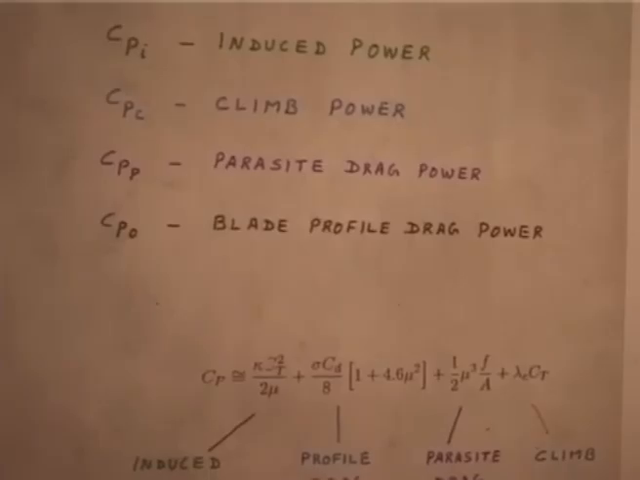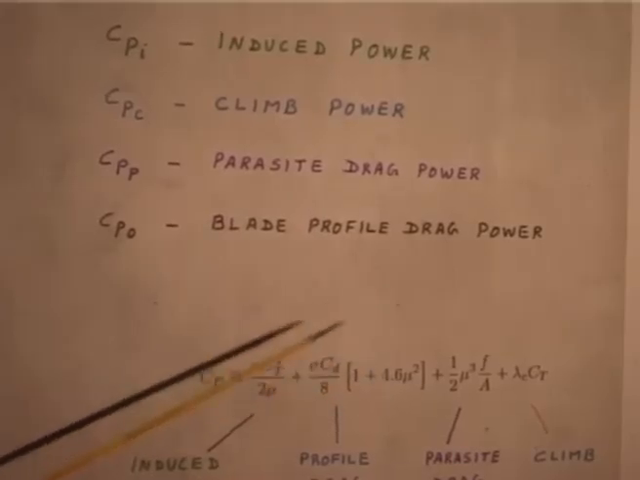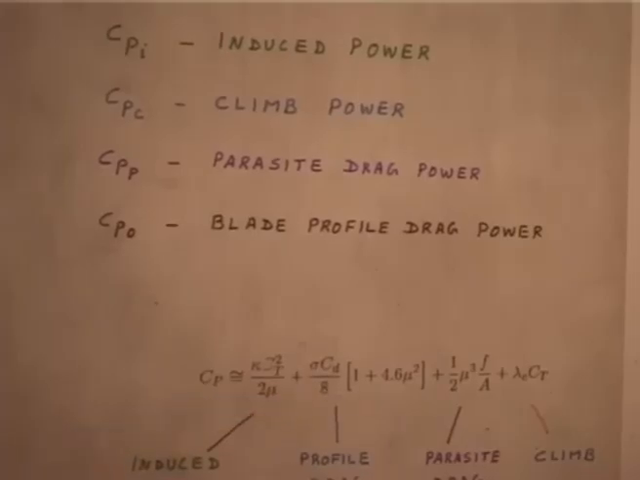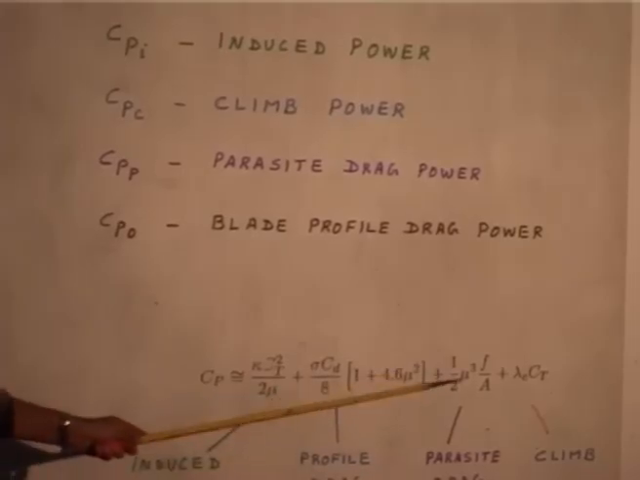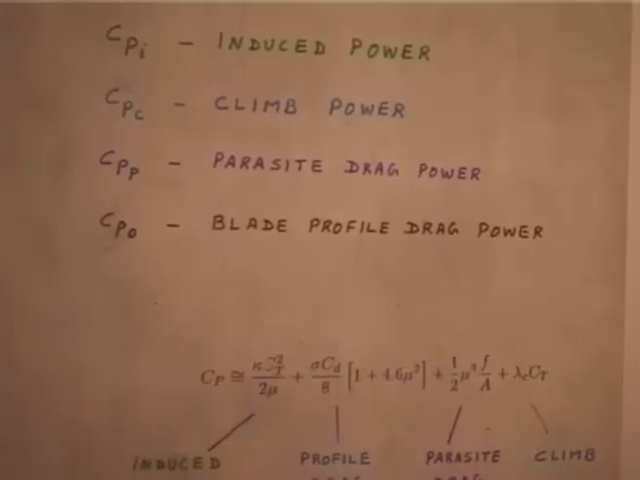But you can't use it when mu is 0, please understand, this is for mu at least more than 0.1. Then you will have profile drag, sigma Cd over 8 times 1 plus 4.6 mu square, that is again some reverse flow etc. If you include 4.6, otherwise when we derive it, it will become 1 plus 3 mu square. Cd is the drag, or Cd naught, you can take it, and then there is another term, 1 over 2 mu cube F over A, okay.